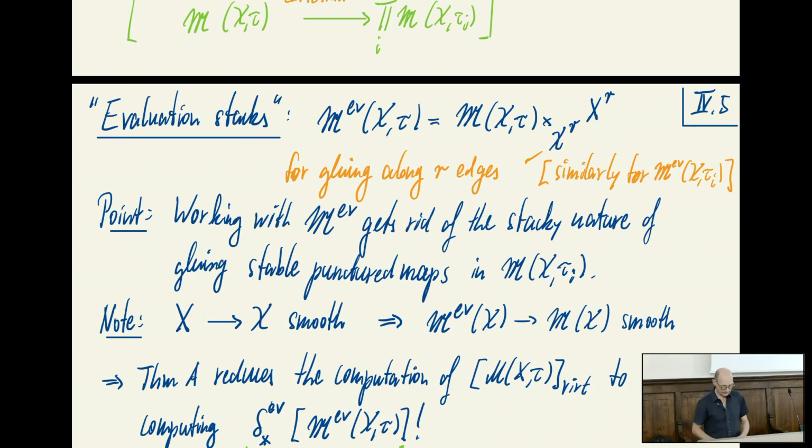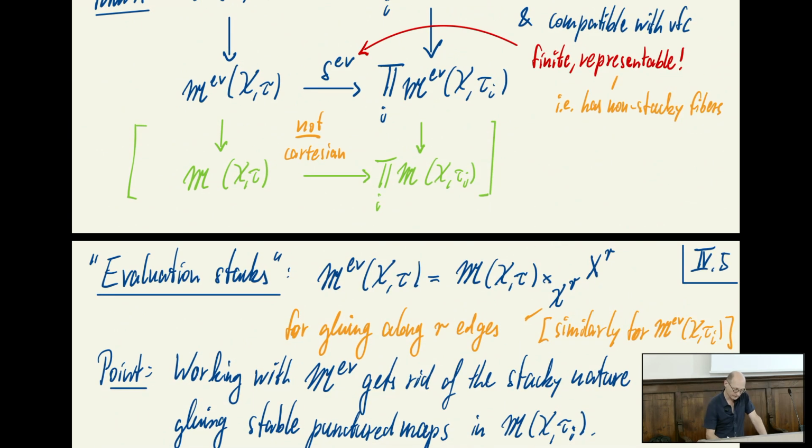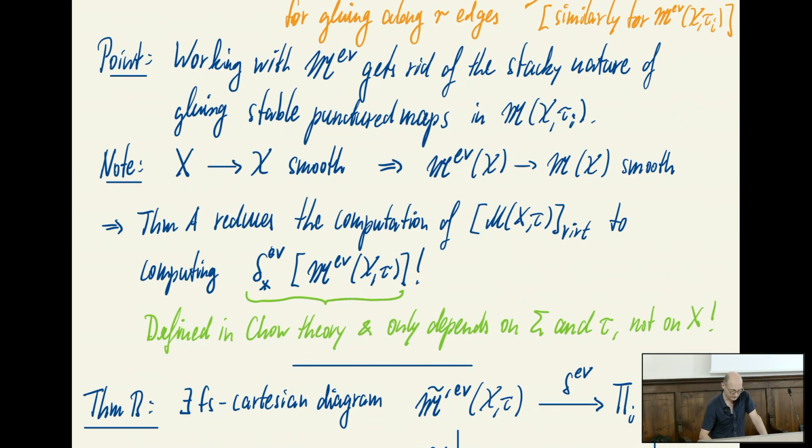So just to re-emphasize, working with this evaluation stack gets rid of the stacky nature of gluing stable punctured maps in these M of X tau I. And this map is smooth, hence this map is also smooth. So these arrows here are kind of harmless. But they are stacky, of course.